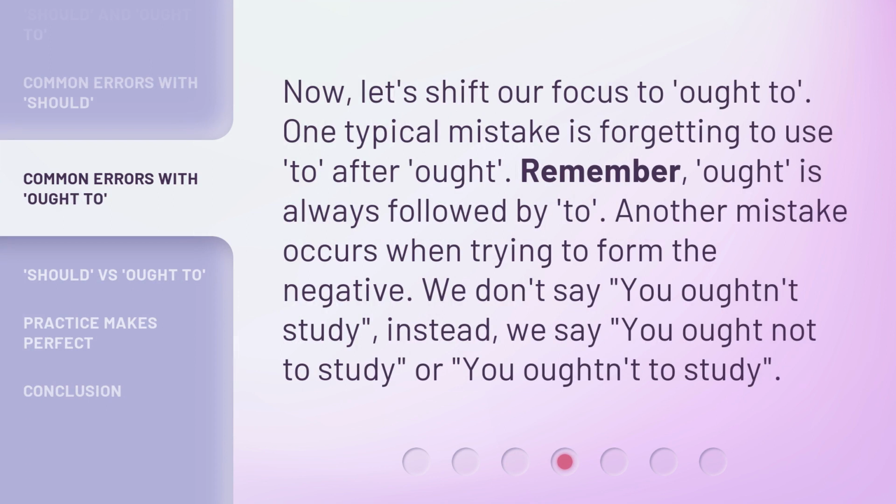Now, let's shift our focus to ought to. One typical mistake is forgetting to use to after ought. Remember, ought is always followed by to. Another mistake occurs when trying to form the negative. We don't say, "You oughtn't study." Instead, we say, "You ought not to study," or "You oughtn't to study."